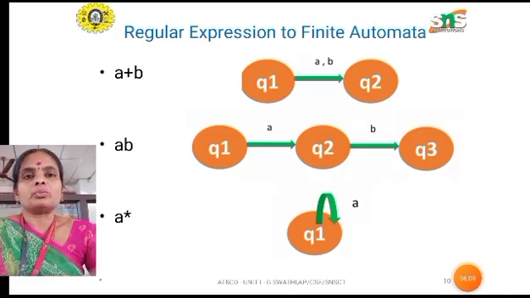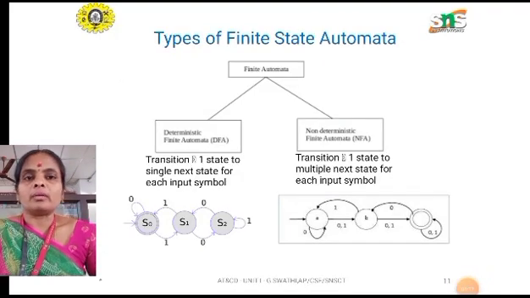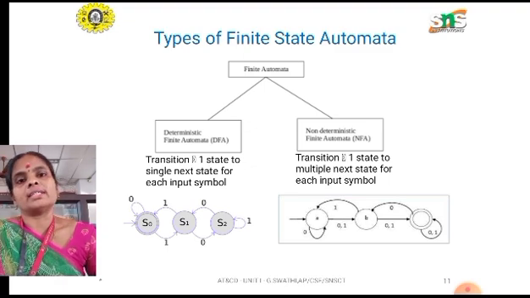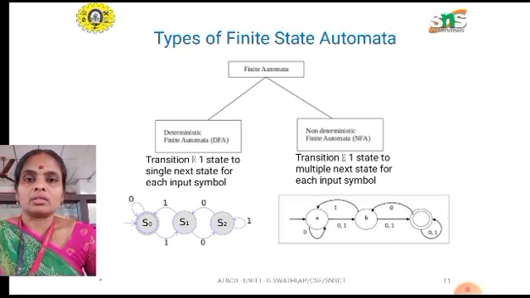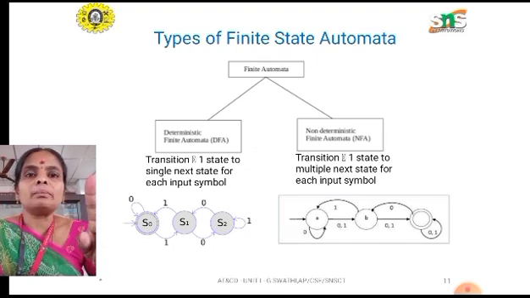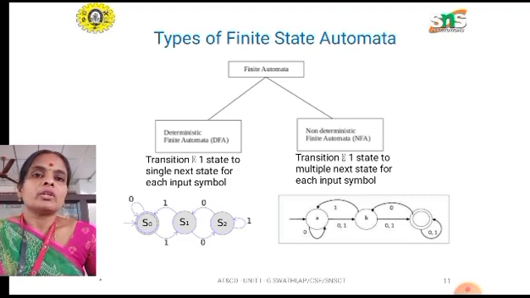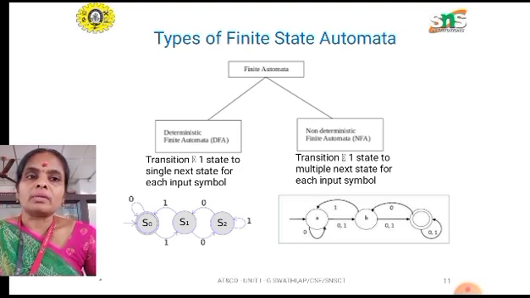Then comes the next topic, the types of finite automata. We have two types of finite state automata, called the non-deterministic finite state automata and the deterministic finite state automata. When we talk about non-deterministic, the name itself implies that it is non-determinable. That means for the same input symbol we may have more than one transition from the same state. That is called non-deterministic. So for an input symbol from state 1 we can have multiple transitions to different states. We cannot determine which transition will lead to the final state. So this is called non-deterministic finite automata.